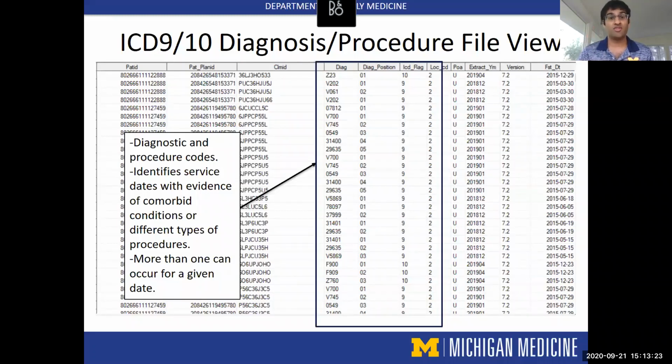There can be more than one that occur for a given date. So we can have something that's concomitant with, say, a principal diagnosis. So people could also have diagnoses that are present on admission, so at the time when they come in, or they have a history of these diagnoses.